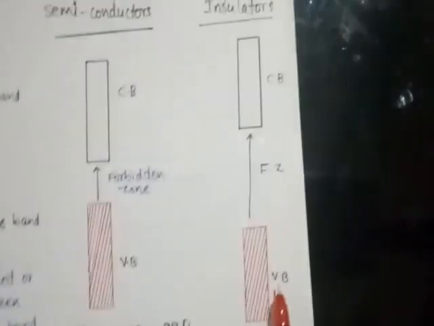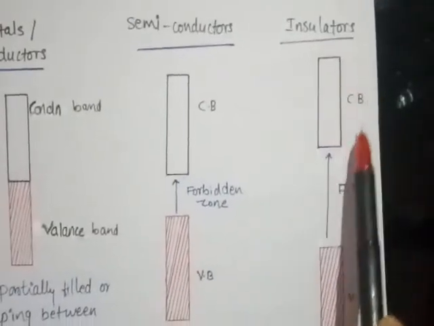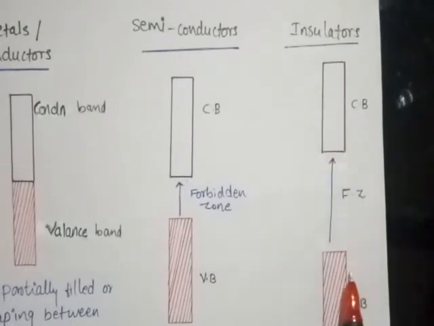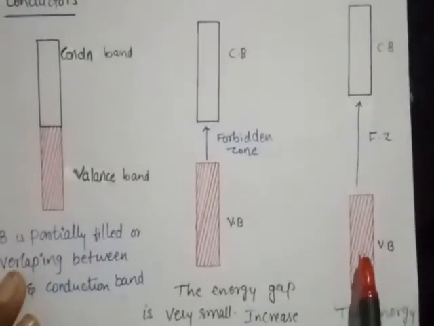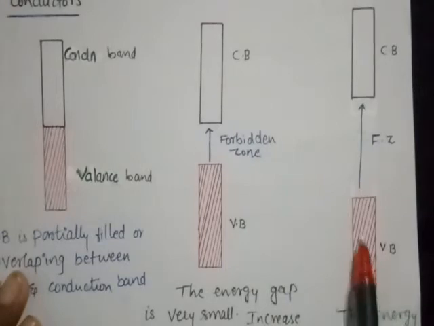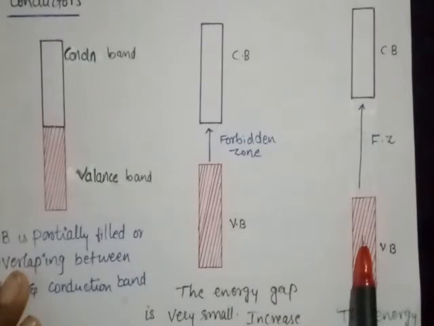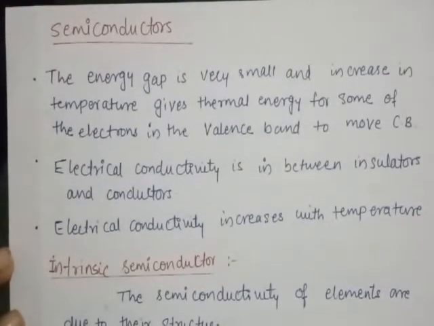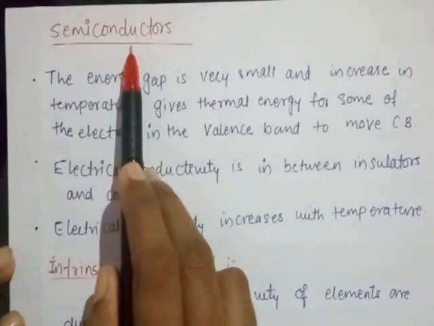In the case of insulators, the energy gap between the conduction band and the valence band is very high. So the electrons present in the valence band cannot move to the conduction band even when we apply temperature. This is why insulators are non-conductors. I hope you understand. So we have discussed in detail why some materials are conductors and why others are non-conductors. Then we are going to look at semiconductors. Actually this topic is very important.